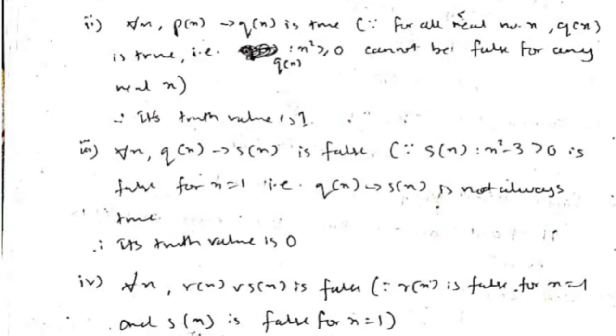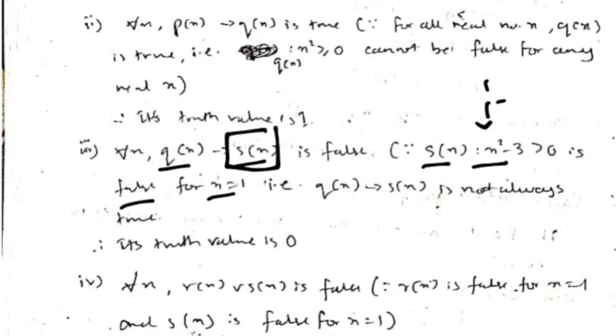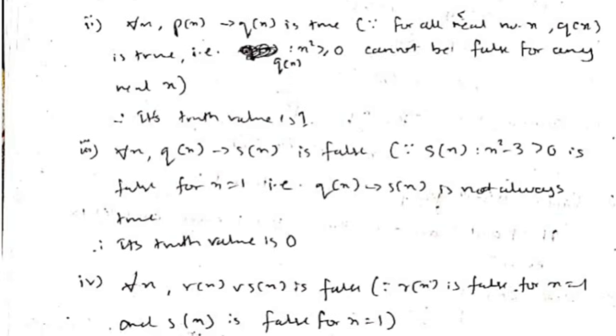In the third question we have been given q of x conditional s of x, and we check whether it is true or not. So for this to be false, we have to prove that s of x is false. s of x is given as x cube minus x square minus 3 which is greater than 0. It's false for x equal to 1. Put the value of x as 1 here, you will get minus 2, but minus 2 is not greater than 0, so this value is false. So s of x is false, therefore its truth value is 0.